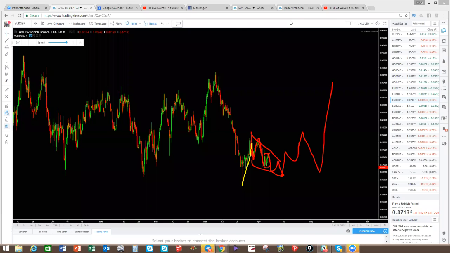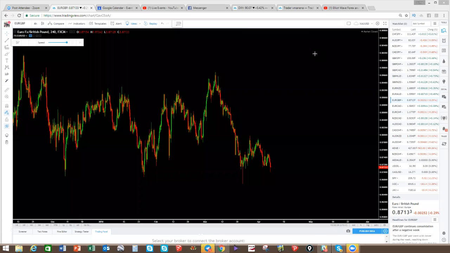Okay, but either way, you take it when it breaks out of here. If it comes here and it starts showing signs of reversal, you move your stop to break even. If it's going to do this move, then you're going to take it again here. Okay, easy like that. That's the entry strategy.